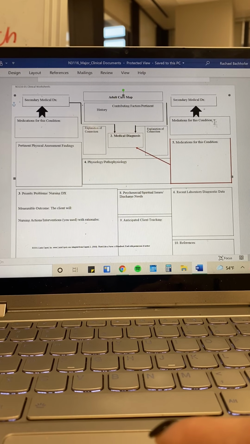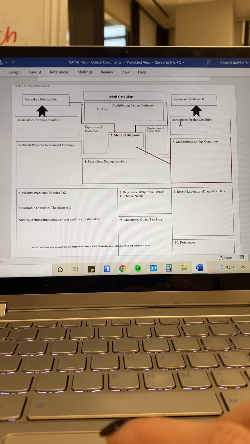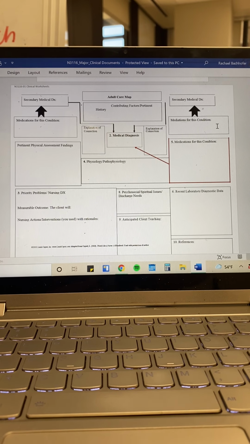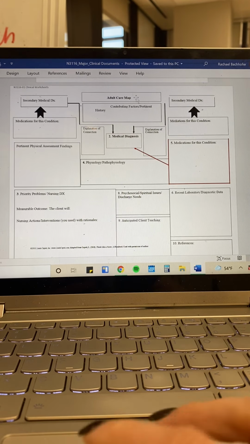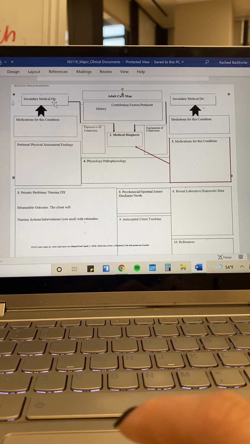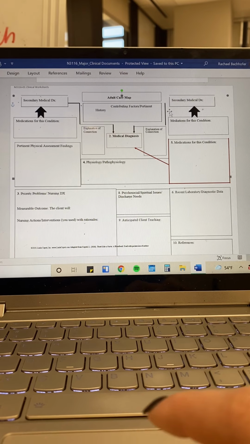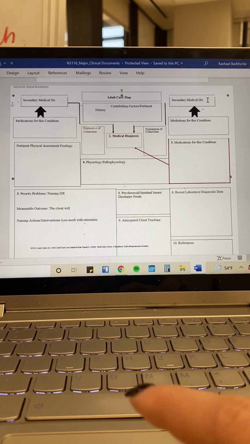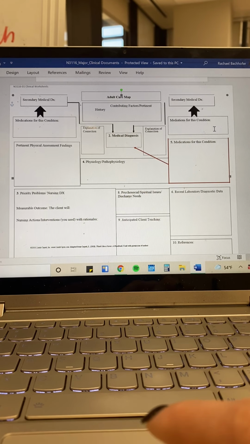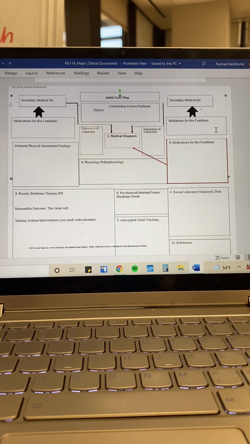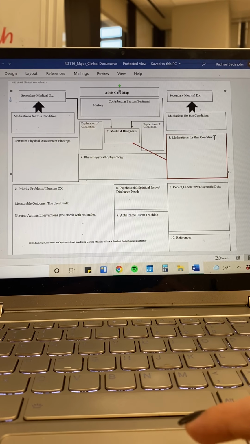This might get a little confusing because you have medications for the secondary medical diagnoses. So if we keep with our example of hypertension for one of them, you might write down some of your blood pressure medications here. If we put anxiety over here, we could say maybe what PRN anxiety medications they're on over here. It really just depends on what's going on with your patient.